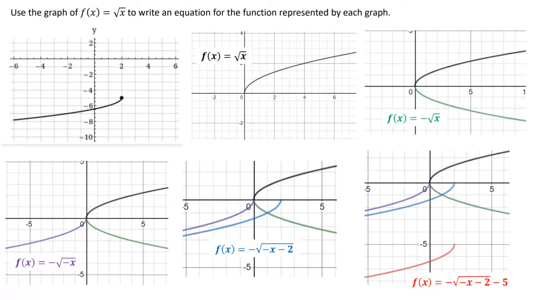So we are done. This graph is represented by f of x is equal to negative square root of negative x minus 2, minus 5. Okay? All right. Please ask any questions. Let's look at another example.